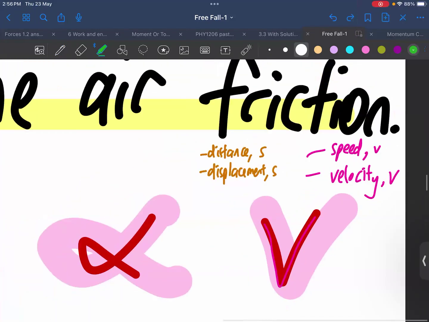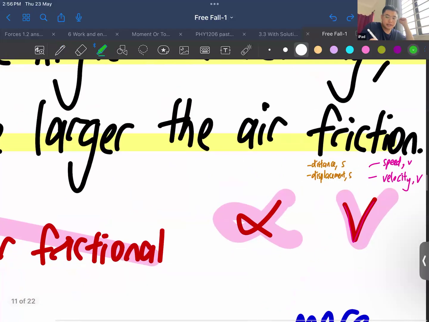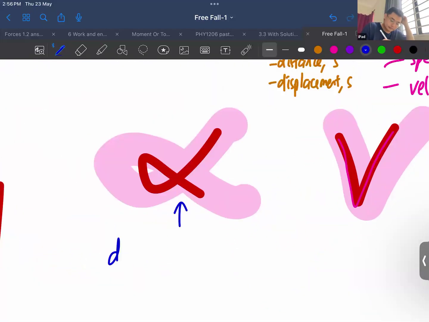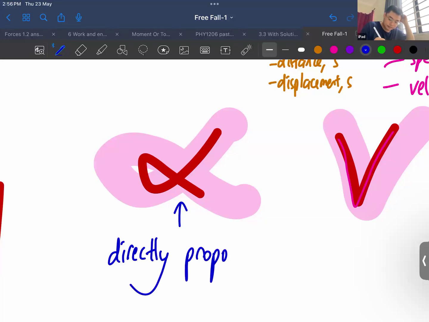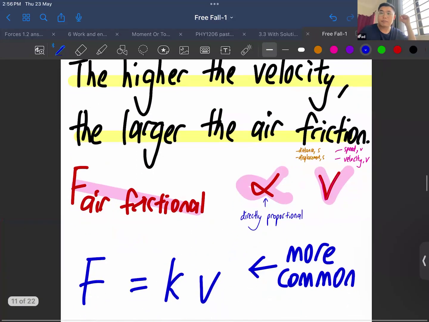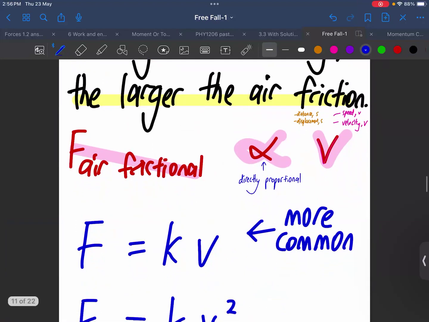By the way, how do you call this symbol? It looks weird. We call it directly proportional. The air frictional force is directly proportional to speed. Are you okay?